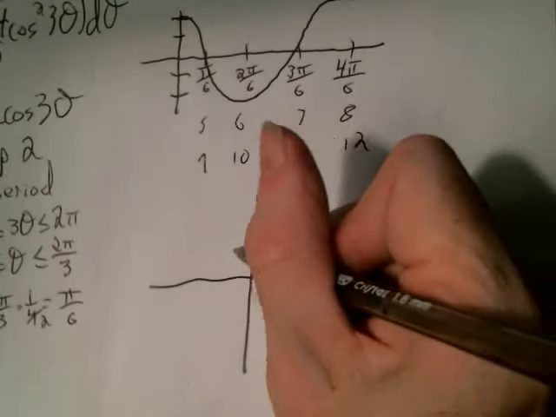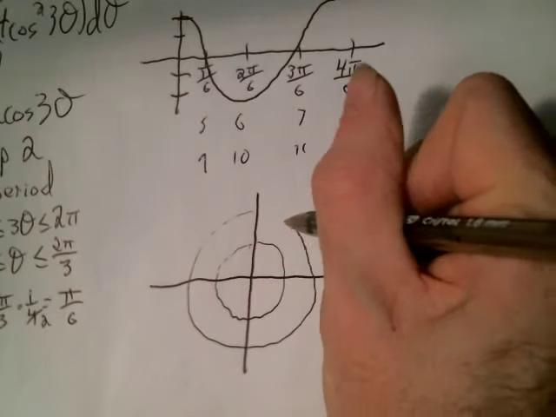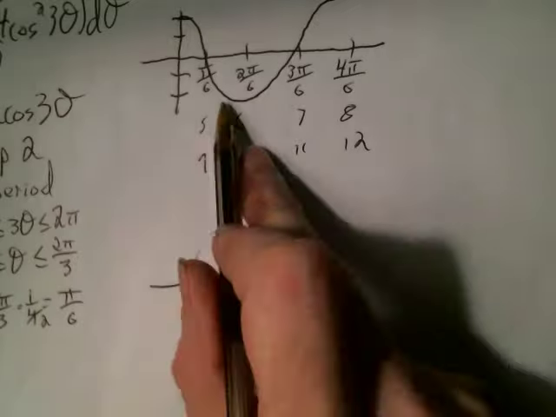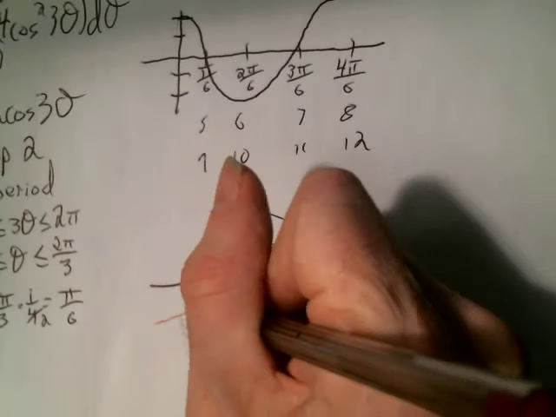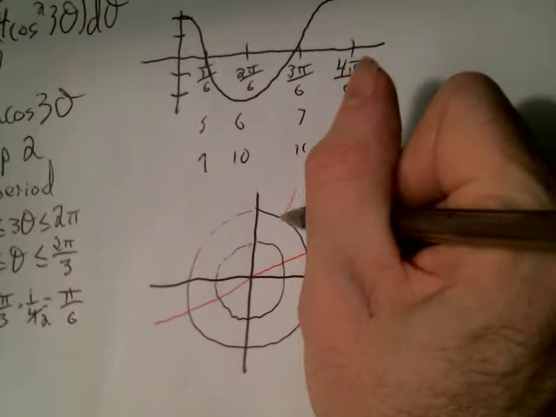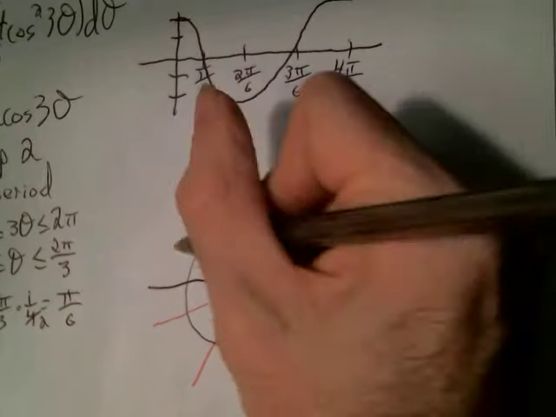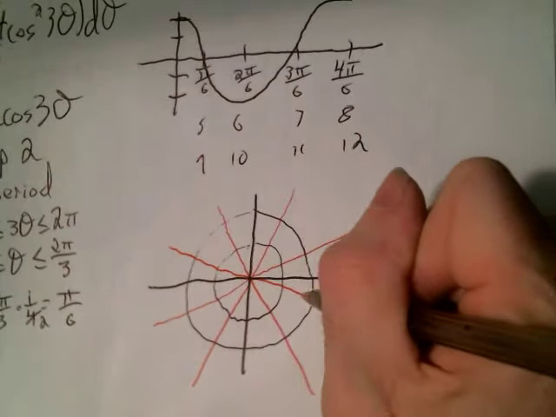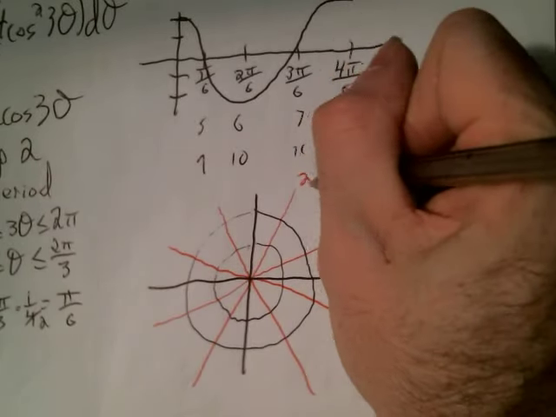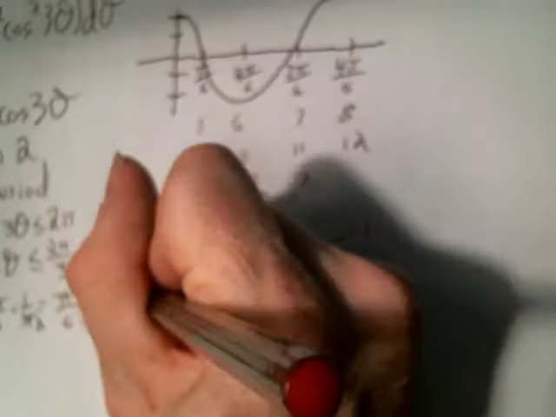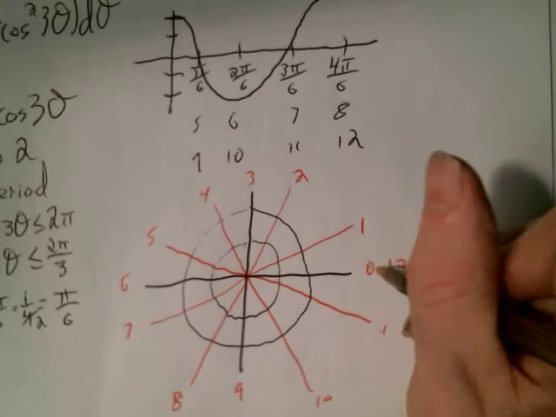I need two concentric circles here. And then my little arms are going by pi over 6s, so I'll put those in red. So here's 1 pi over 6, 2 pi over 6, 3 pi over 6, 4 pi over 6, and finally 5 pi over 6. I'm just going to put 1 for 1 pi over 6, 2, 3, 4, 5, 6, 7, 8, 9, 10, 11, 12 pi over 6.